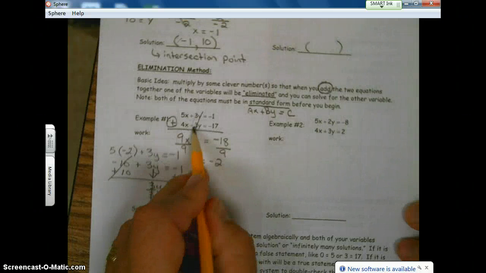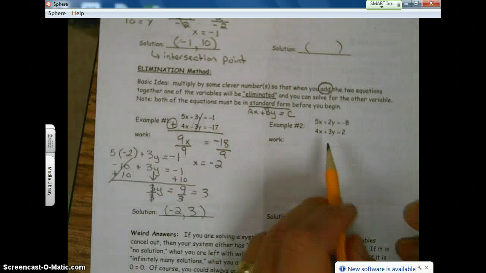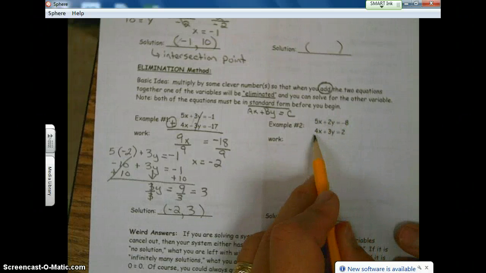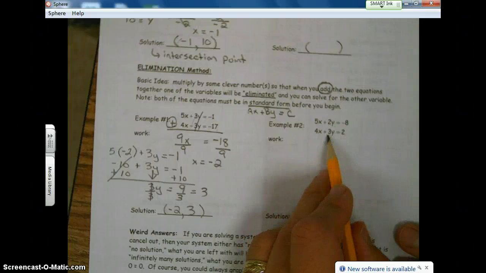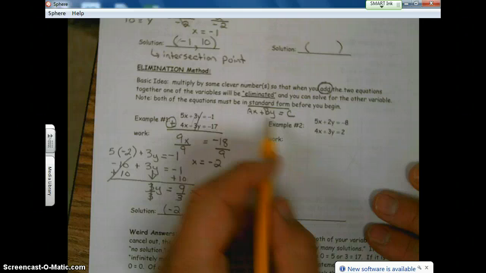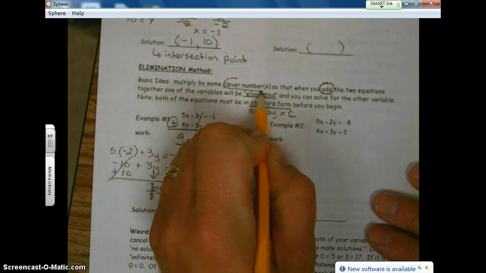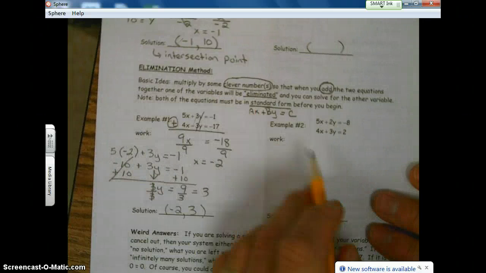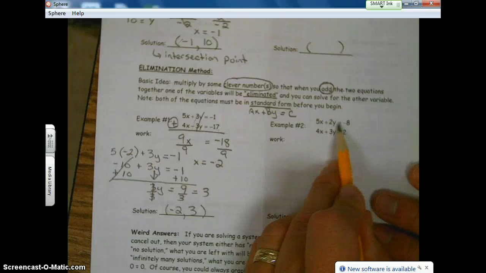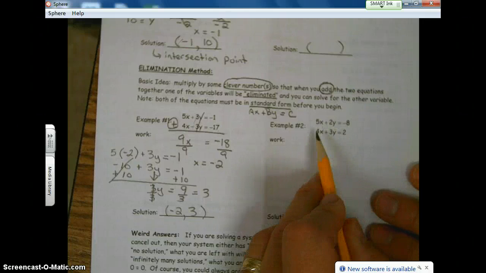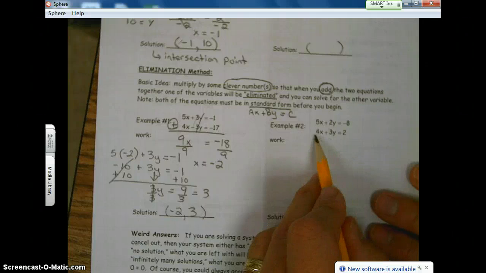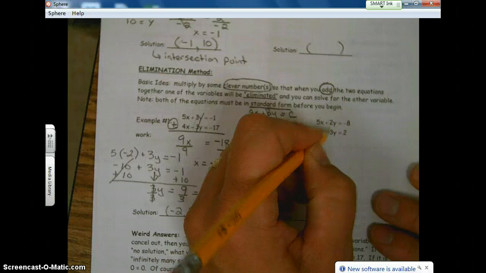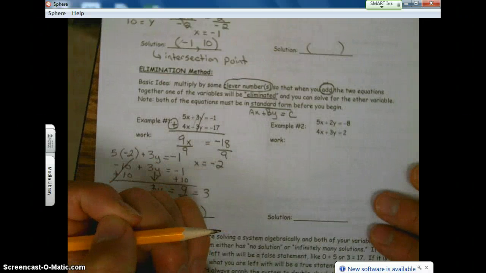That was nice. Set up nice and pretty. Number 2, not set up nice and pretty. Because if you notice, if you add them, they don't eliminate. This is where the clever numbers come into play. Okay, it says multiply by some clever numbers. So I'm going to multiply this equation by a number. And I'm going to need to multiply this equation by a number. So that way when I add the two equations together, a variable eliminates.